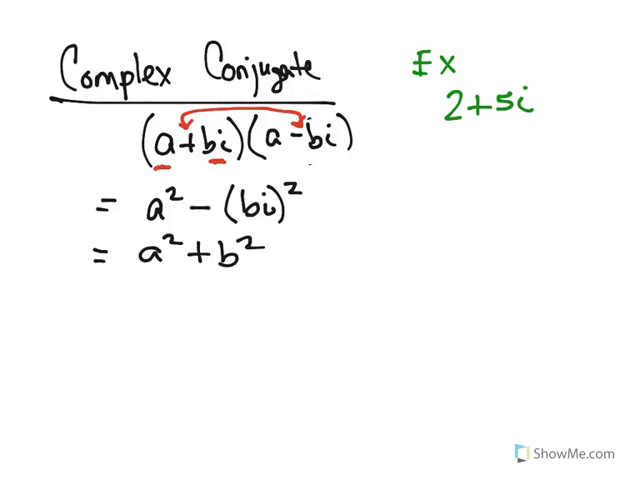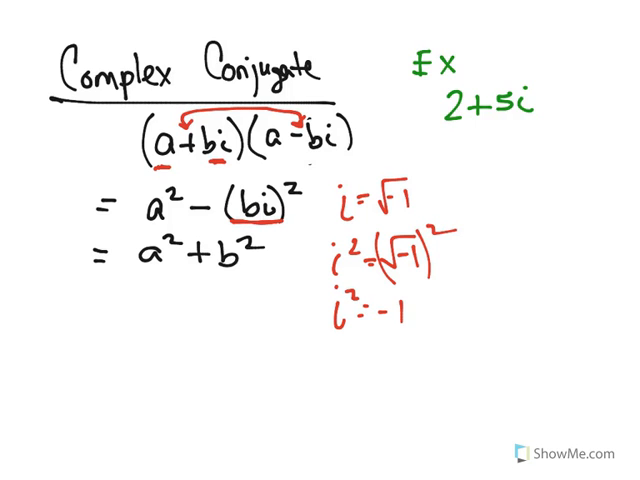You square the first term. It ends up being like a difference of squares, but you get a squared minus the bi squared. When you square the i, remember i is equal to the square root of -1. So when you square the square root of -1, i squared gives you a -1. So when you multiply the conjugates together, you end up with a squared plus b squared, which we usually simplify out to a value.